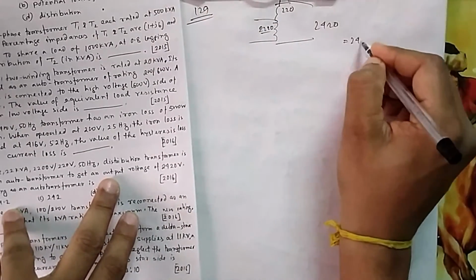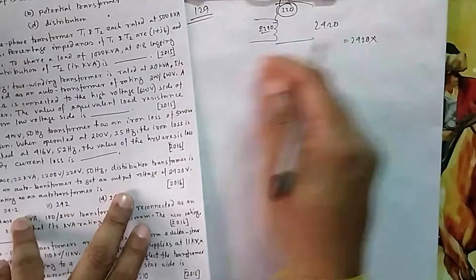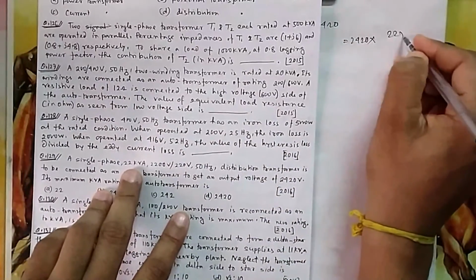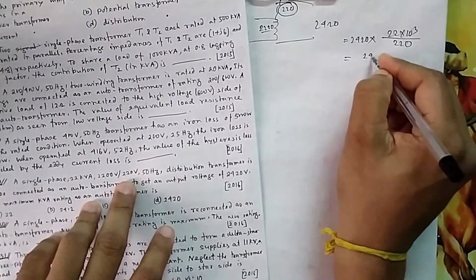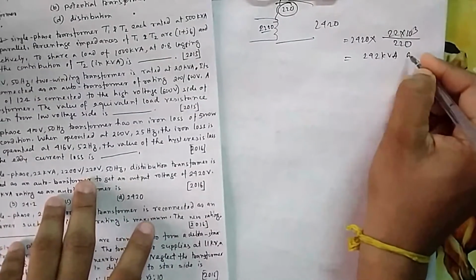So you have seen this one. It will be 2420 into this current. What is this current? This current is equal to 22 into 10 to the power 3 divided by 220. So if you do this one, it will be 242 kVA. That is your option C.